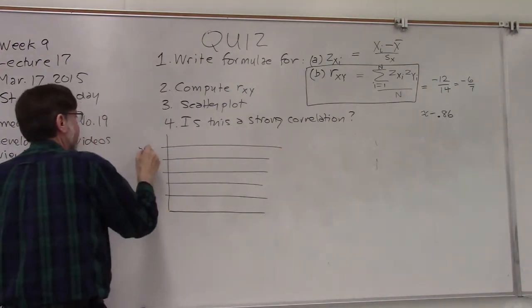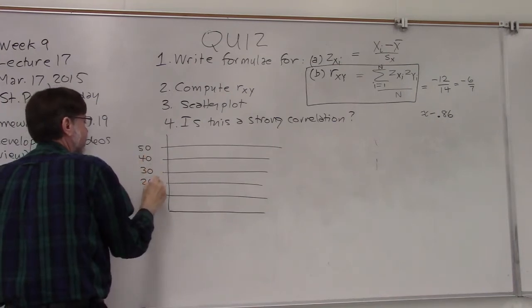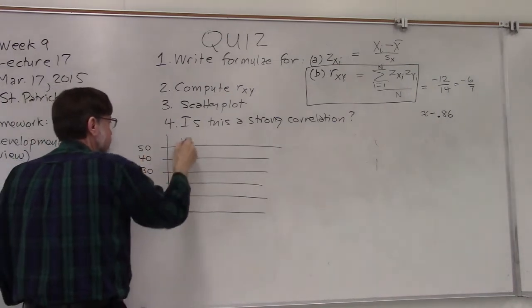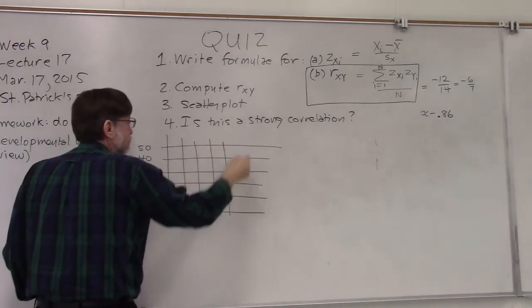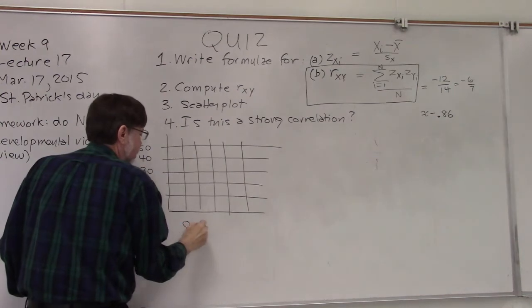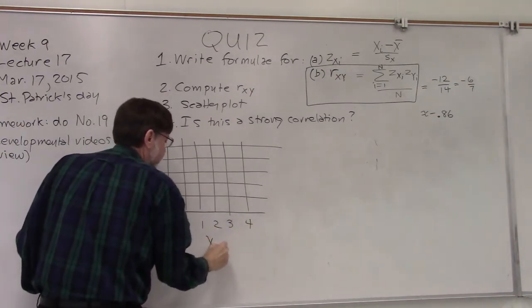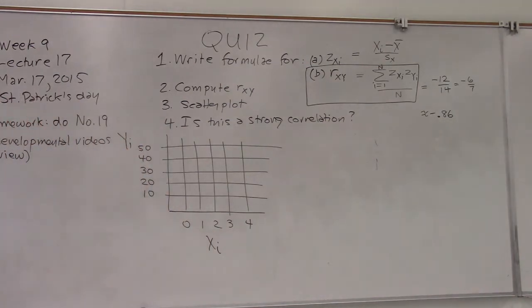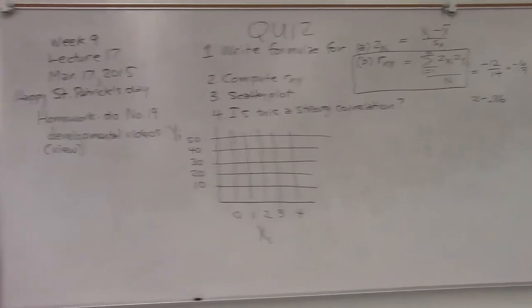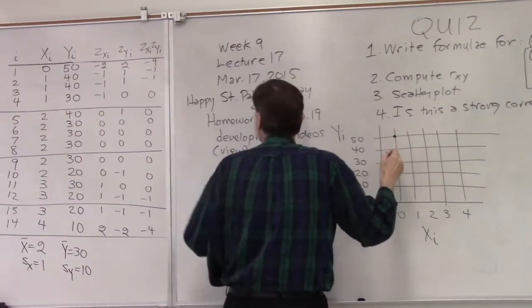So we've got 50, 40, 30, 20, 10. And 0, 1, 2, 3, 4. So here's our xi, here's our yi. And corresponding to 0, we have a 50. So we put a point in there.